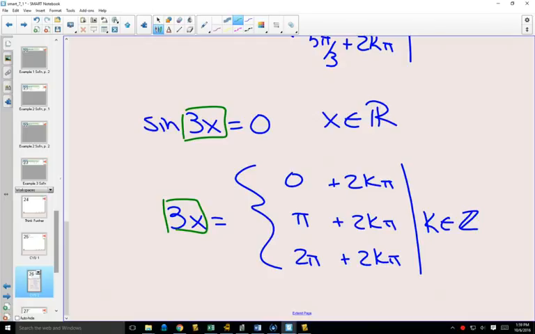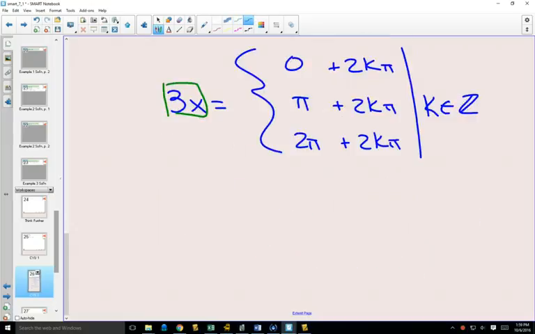That's how you would do it. And you might even realize that you could write those shorter. Does it make sense that I could write those all together as just k pi? Because you would have 0, pi, 2 pi, 3 pi, 4 pi, 5 pi. I could write all of those together as just k pi. Okay? How do you solve for x? Divide by 3.